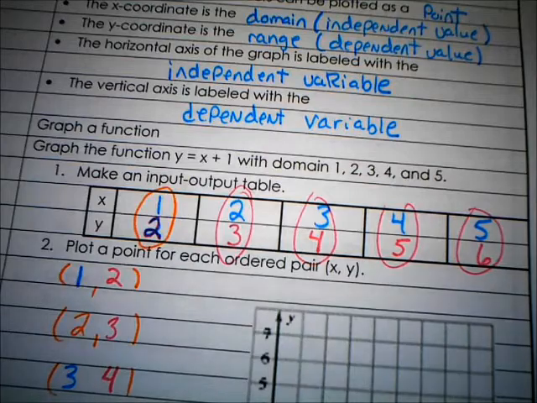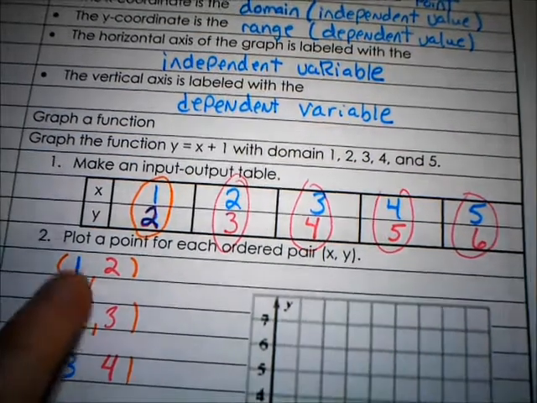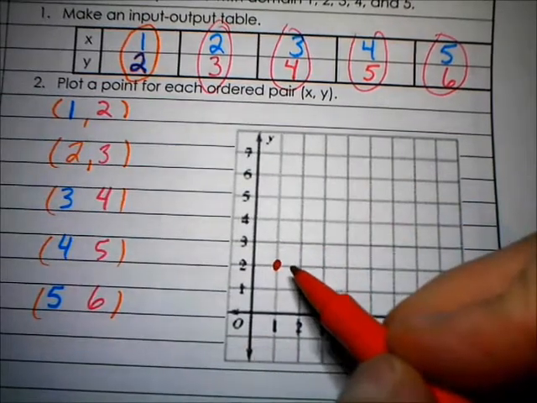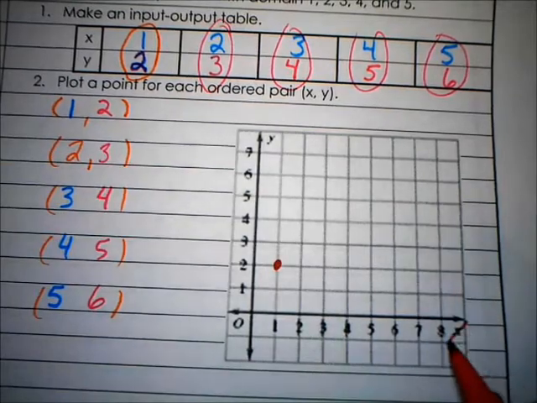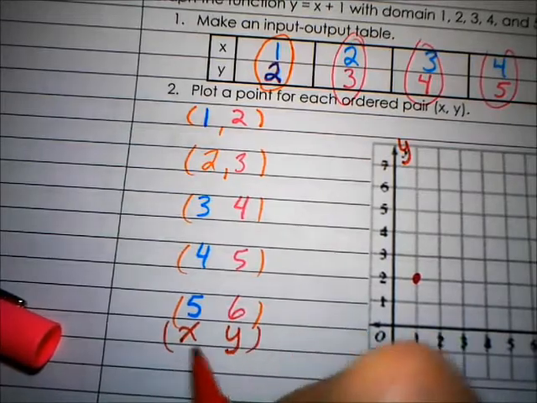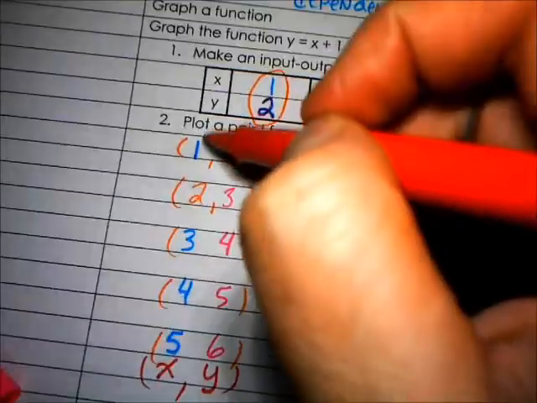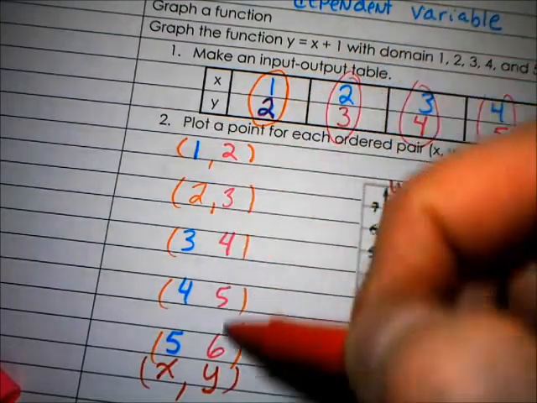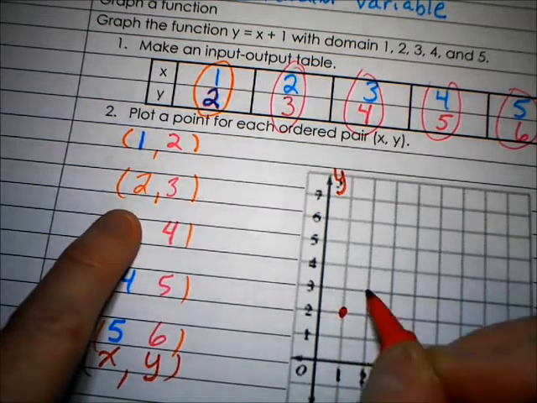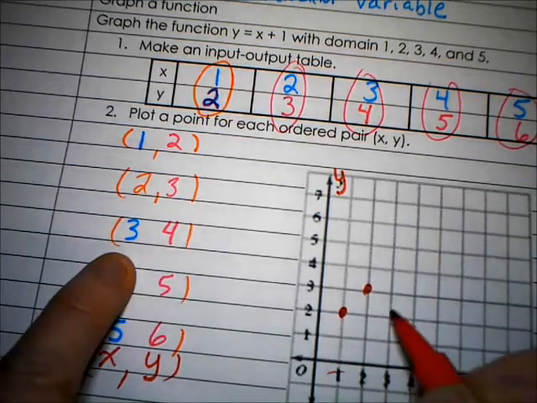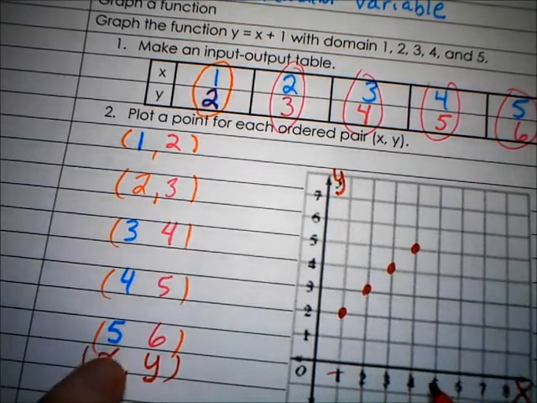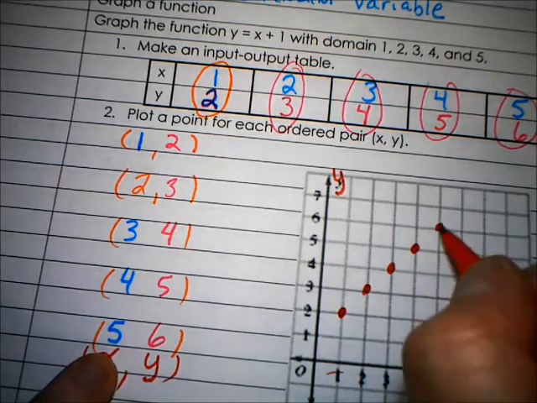I'm going to transfer these to my graph. 1, 2 is located in that graph, where this represents my x values and here is my y values. The ordered pair, the first one is your x's, the second one is your y. So these all represent my x values. The second column represents my y values. There's my first point of 1, 2. The next one is 2, 3. Next one is 3, 4. 4, 5. 5, 6.